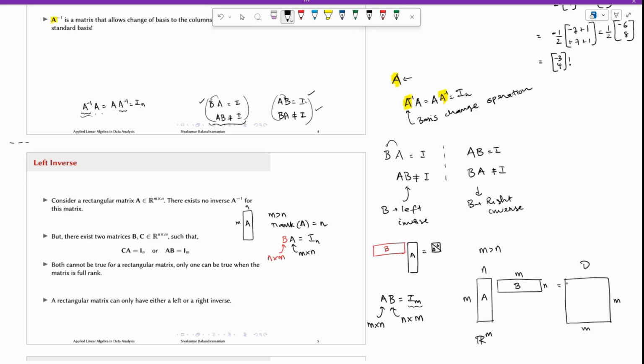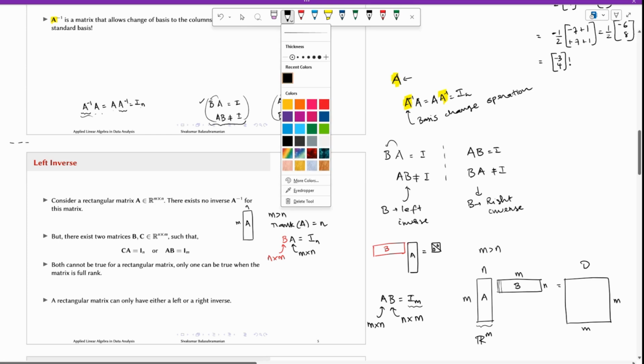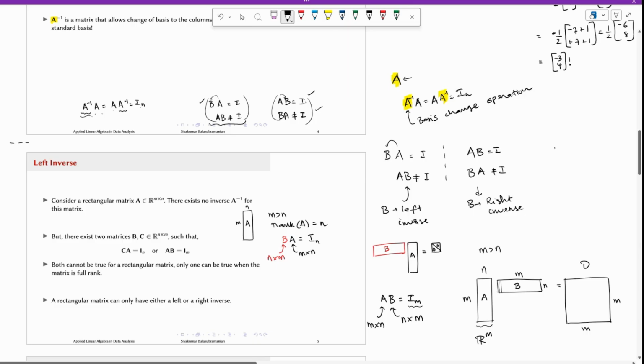Okay, the first column of D is a linear combination of the columns of A. The exact linear combination or mixture is given by the first column of B. The second column of D is again a linear combination of the columns of A, and the exact mixture is given by the second column of B, and so on and so forth. That means each column of D is a linear combination of the columns of A.